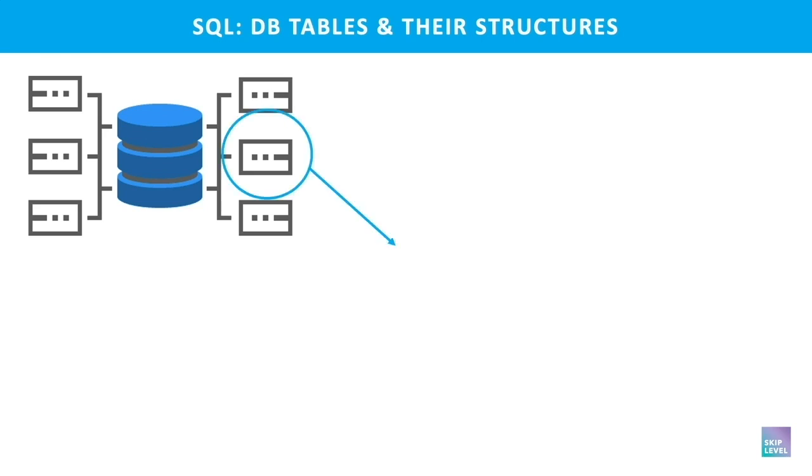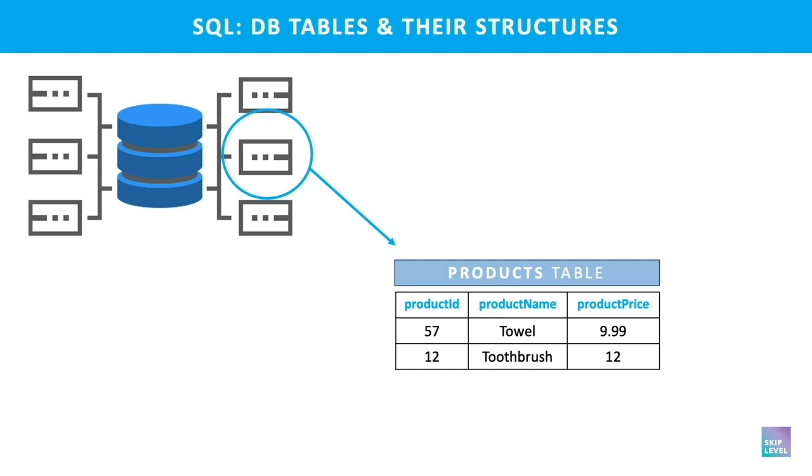Let's take a closer look at the structure of one of these tables. Suppose here we have a products table that holds information about different products that this e-commerce company sells. A table is represented in rows and in columns. So in the table, we have the attribute name, which is the name of the data value that we are trying to store. For example, an attribute would be the product name or the price of the product.